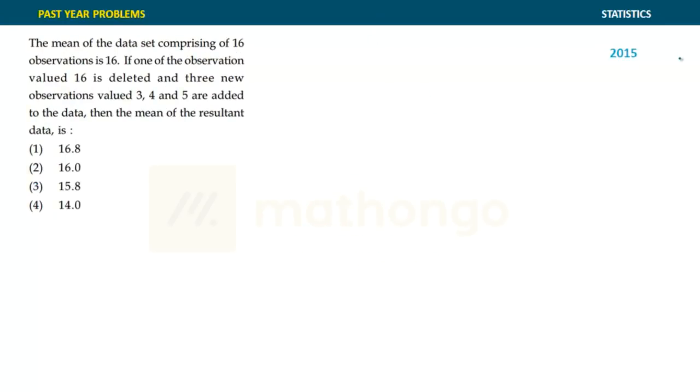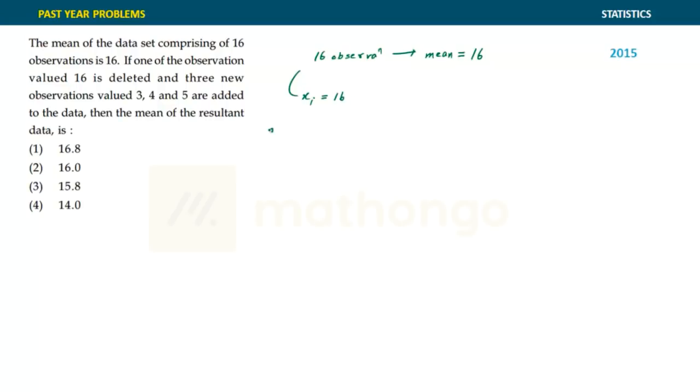Now next, take a question which was asked in 2015. It says the mean of a data set comprising 16 observations. So there are 16 observations in total, and the mean is also 16. So the mean of these 16 observations is coming out to be 16. If one of the observations, let's say xi, comes out to be 16 only, and it is deleted somehow.